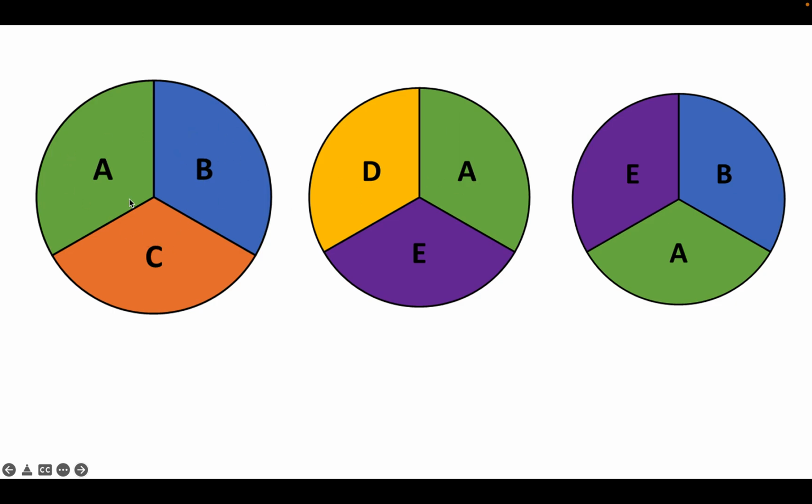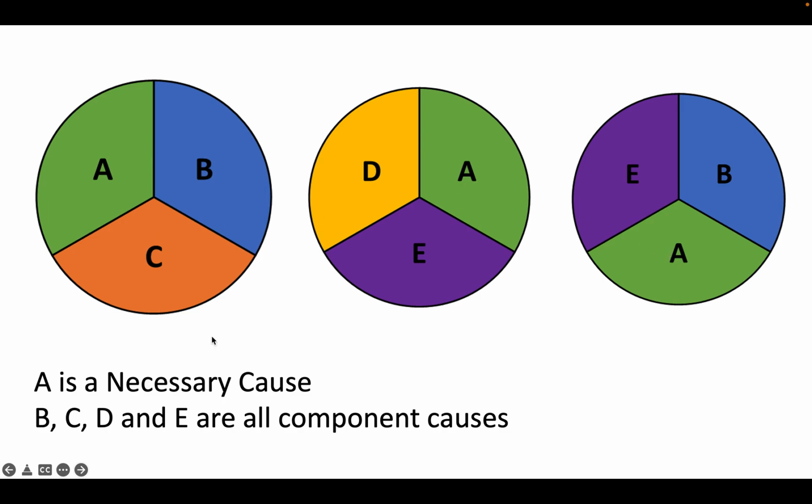But you can see that A is present in every one, so A is necessary for disease to occur, and for B, C, D, and E, like E here occurs twice, but there's a situation where disease can occur where E isn't present, so E isn't necessary. And also, nothing here is sufficient because there's no circle that's all one color.